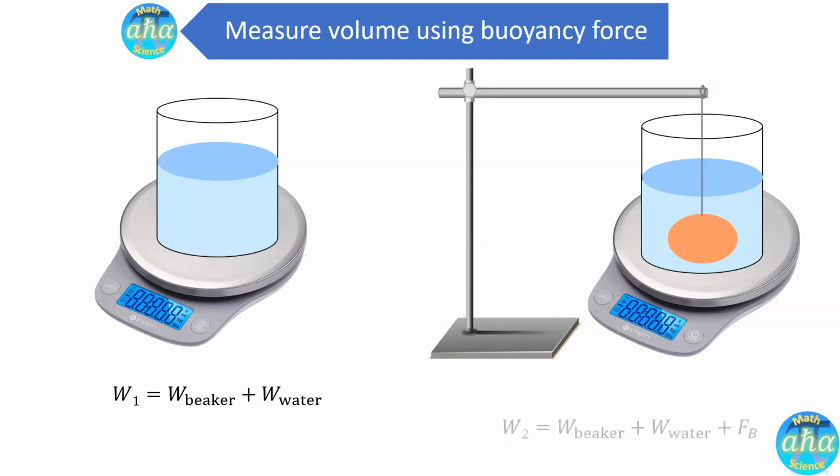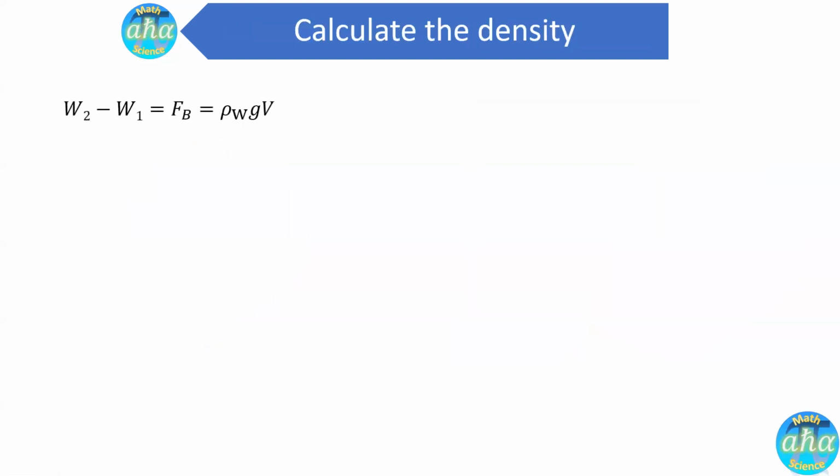So we get W2, which is the weight. Now we have the weight of the beaker plus the weight of water plus the buoyancy force. If we look at the difference of the two, it's exactly equal to just the buoyancy force Fb. So the difference of the two weights is equal to the buoyancy force, according to Archimedes' principle. That's equal to the density of the liquid times the gravity constant g times the volume of the object. From this, we can solve for the volume of the object by dividing by the density of water and the g constant. And this is what we have here.